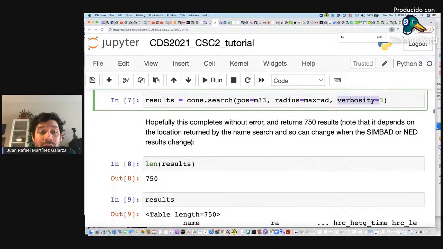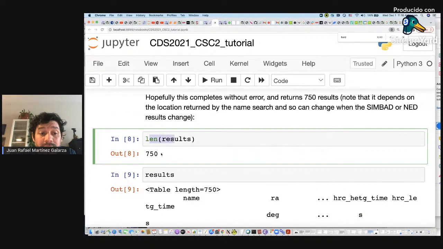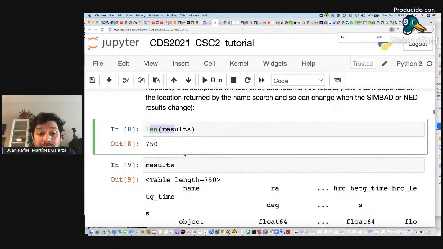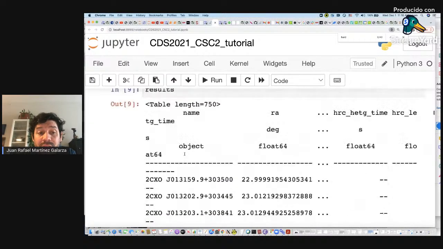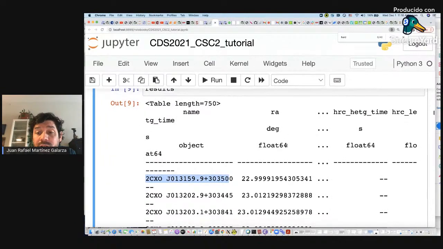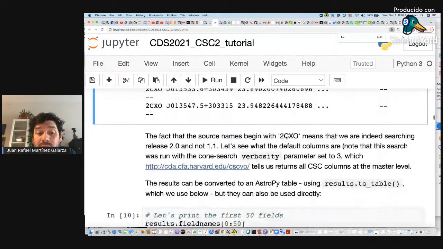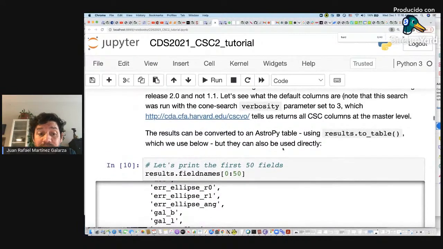So if I look at what the results come up to be, it turns out to be a table of about 750 objects. So that's the total number of objects that we found in M33 that are X-ray sources. And then you can always print them. You can print the results, then you will have the name of your source, the right ascension, declination, et cetera, et cetera. And you have a table with all the information for those objects.